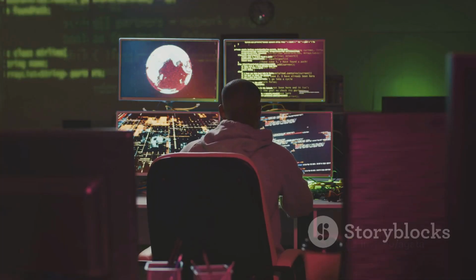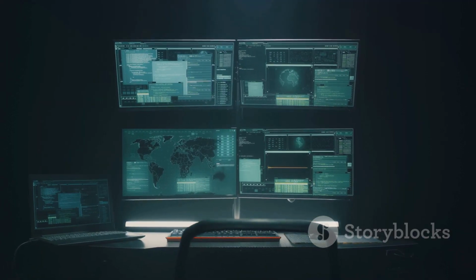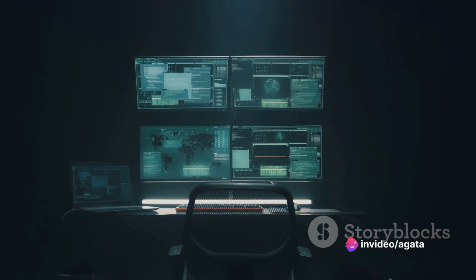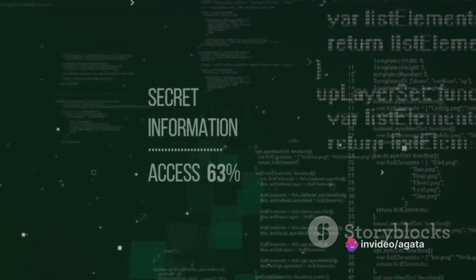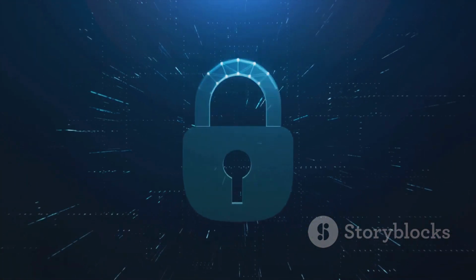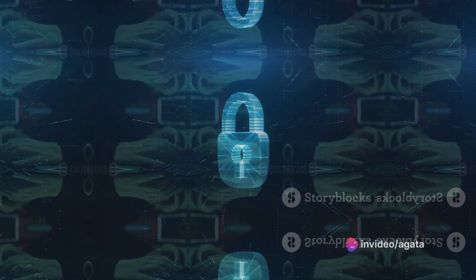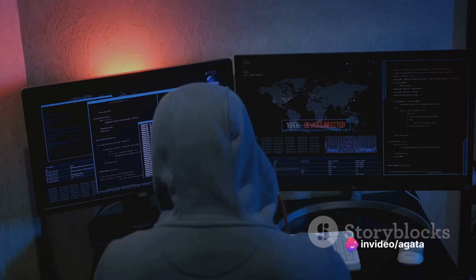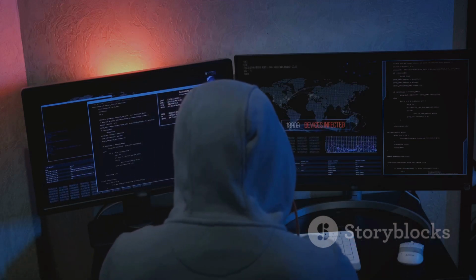They alter log files, those digital breadcrumbs that could lead straight back to them. They hide files, burying them deep within the system where they're unlikely to be found. This phase is about deception and stealth. It's about leaving a crime scene so clean that even Sherlock Holmes would be left scratching his head. And just like that, a successful hack is complete, leaving no trace behind. So, hacking isn't as simple as it appears in movies, is it? In reality, it's a methodical process that requires knowledge, patience, and precision.